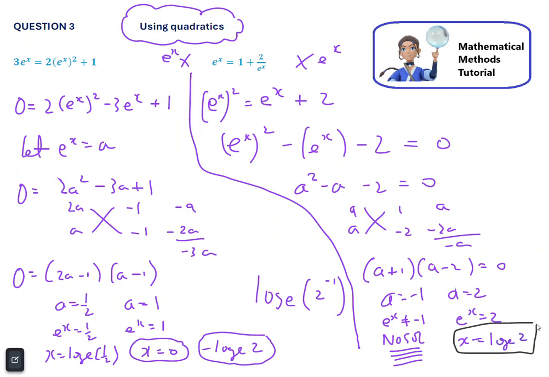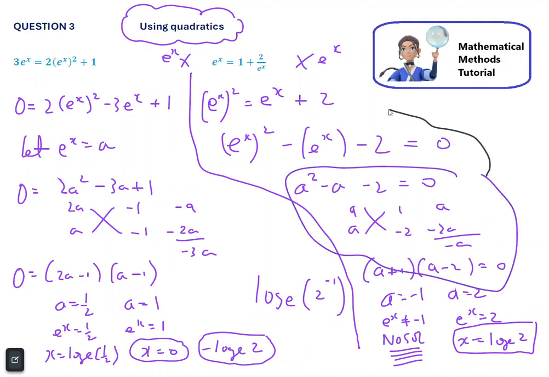Only one answer, because even though 2 answers were thrown up by this quadratic, when I throw it back into the original, that's not possible to have e to the x equaling negative 1. So only one solution.